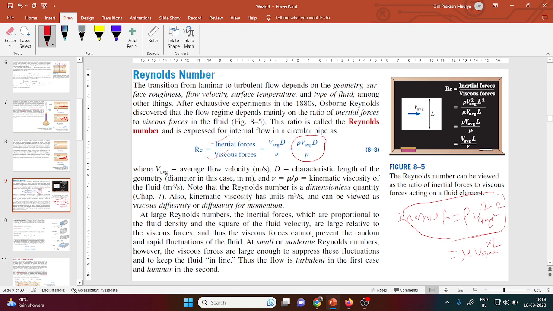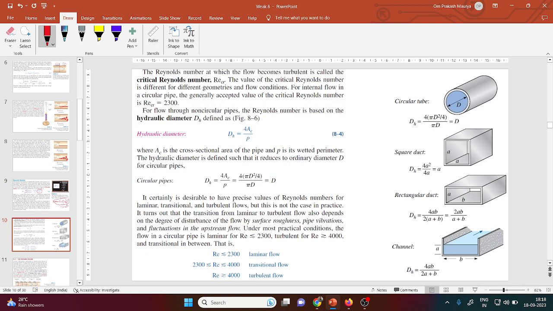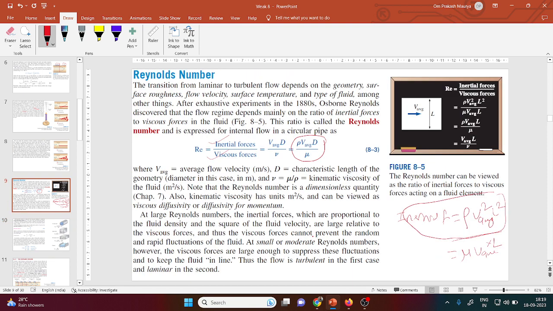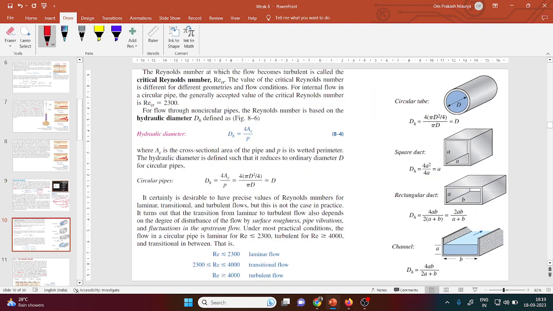So now coming to the next, these are basically in D here. What is represented by D? You will see the D is the hydraulic diameter. For a circular pipe it is D, but for a non-circular pipe how will we calculate the hydraulic diameter? It is given as DH = 4AC divided by P, and what does the 4AC mean?